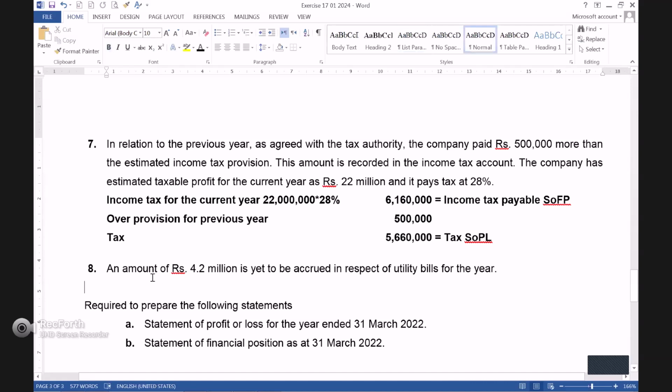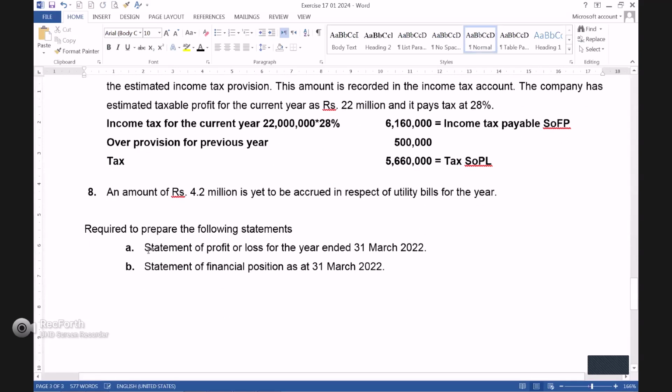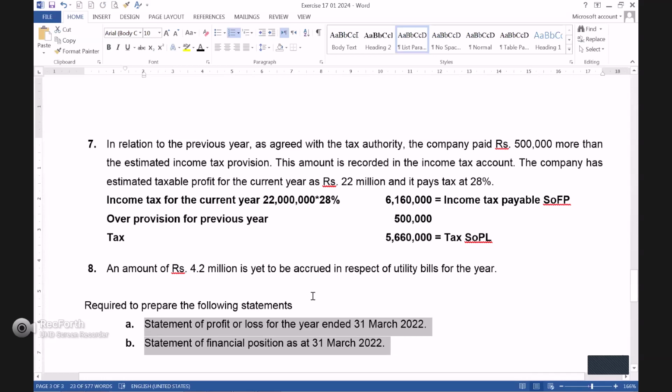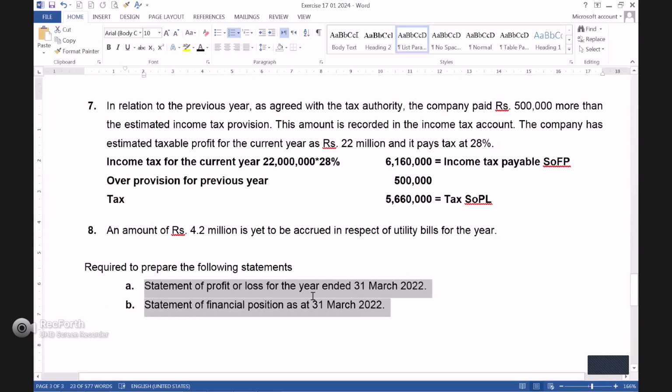The eighth one: the amount of 4.2 million is yet to be accrued in respect of the utility bill. So you will accrue 4.2 million in the utility bill and also in the statement of financial position. Now you have to prepare the statement of profit or loss and the statement of financial position.